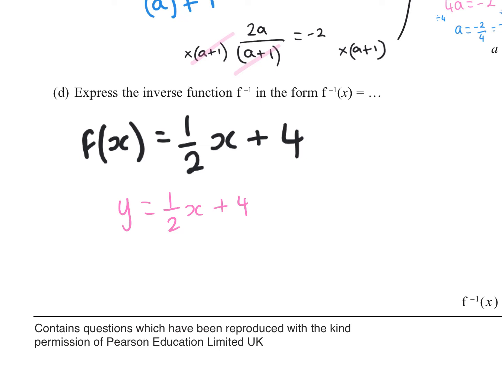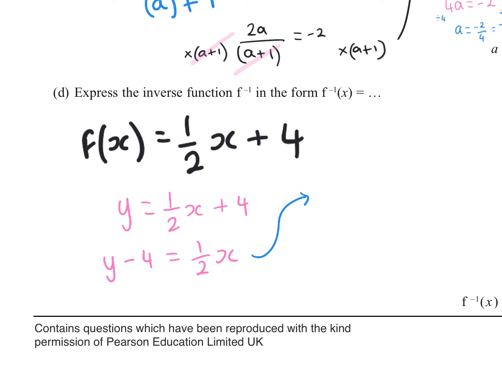So how do I rearrange to get x equals? Again, there'll be another video on YouTube with rearranging equations, so this is where this skill links in. First thing I'm going to do is take away 4 from both sides. So I'm going to get y minus 4 equals a half x. After I take away 4 from both sides, if I've got a half x equals this, what do I now need to do to both sides to get x equals?